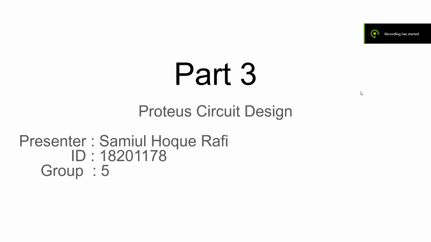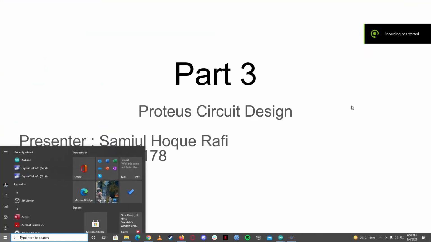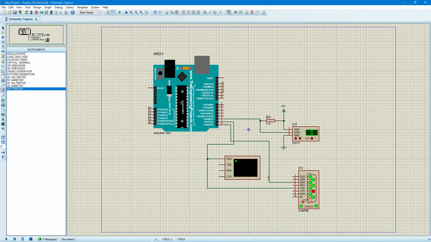Thank you. Hi, I'm Samiul Rafi from Group 5, and now let's check our Proteus circuit design. For this circuit design, we will need four main components: Arduino microcontroller, DHT11 sensor, a resistor, and a COM port.